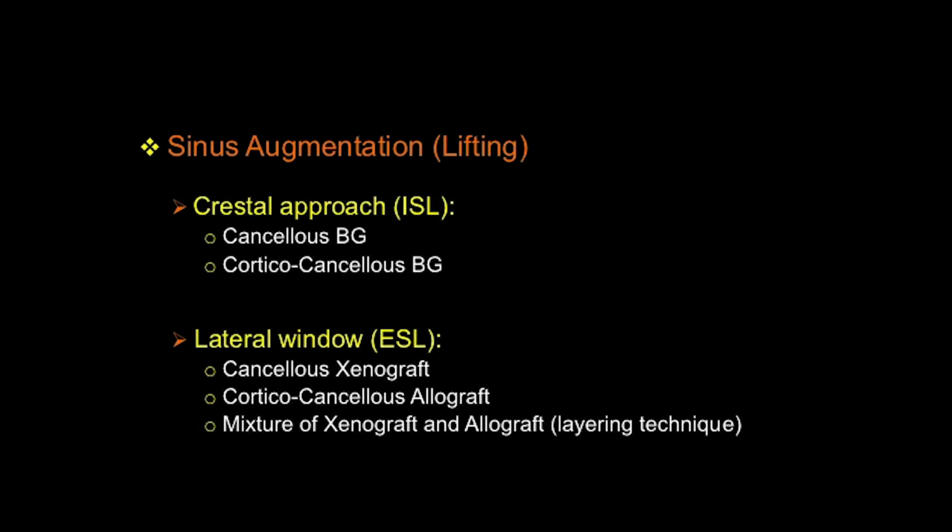In case of sinus augmentation, when you lift the sinus, if you have a crestal approach or internal sinus lift, use cancellous bone graft or corticocancellous bone graft material. So whether cancellous or corticocancellous, both will work. For lateral window or external sinus lift, use cancellous xenograft, corticocancellous allograft, or a mixture of xenograft and allograft material in a layering technique. If you read the Testori techniques, he likes to use the layering technique. He starts with allograft and xenograft and finishes up with allograft bone graft material.